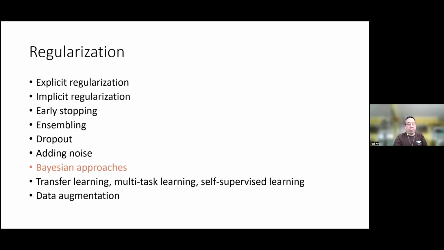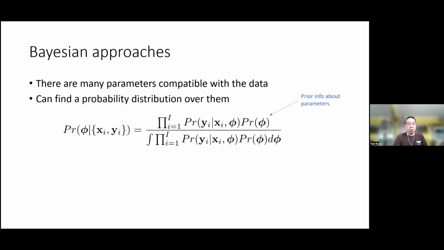I'll say a little bit about Bayesian approaches. So basically, instead of trying to find a point estimate for each of your parameters, you can find a probability distribution around each one. And if you combine all of those probability distributions, then you'll get a final probability distribution for your target variable, your y.